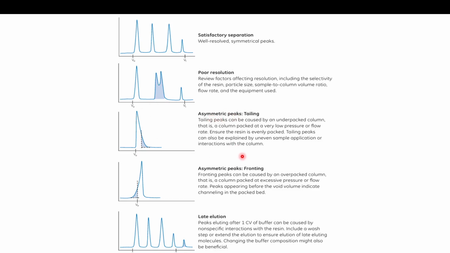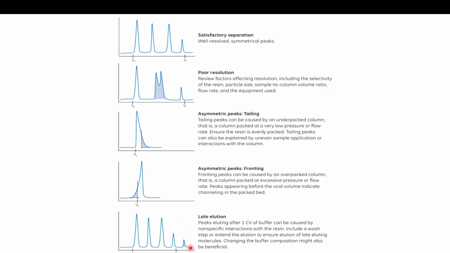Okay. So in case of asymmetric peaks, there's tailing. There can be fronting as well. Okay, opposite of tailing, on the other side, you can see an extended fronting, which can again be caused by an overpacked column. Okay, that is a column which has been packed at excessive pressure or flow rate. Also many times the peaks appearing before the void volume indicate channeling in the packed bed, right?